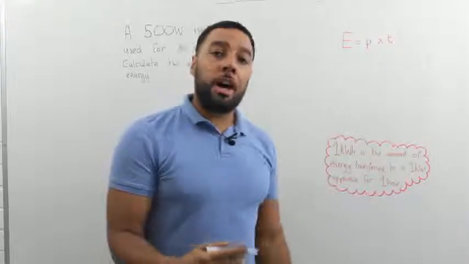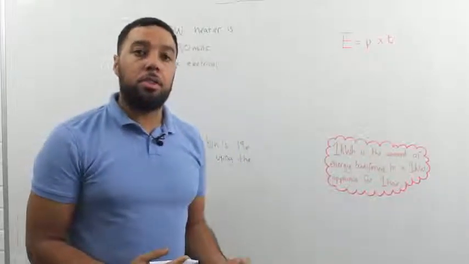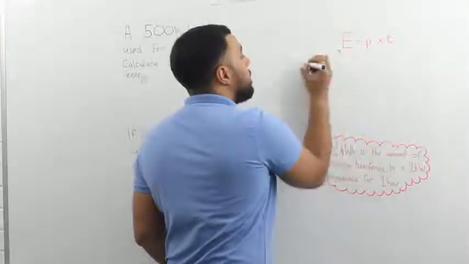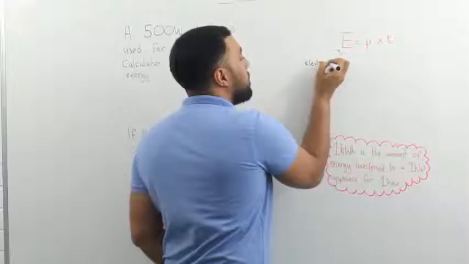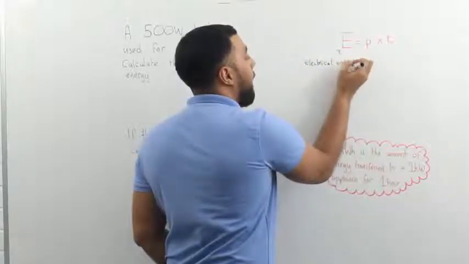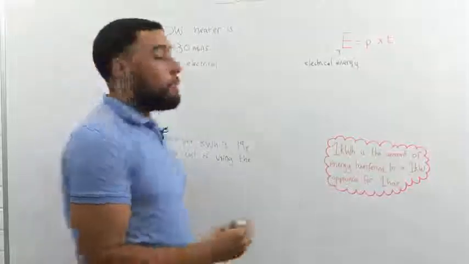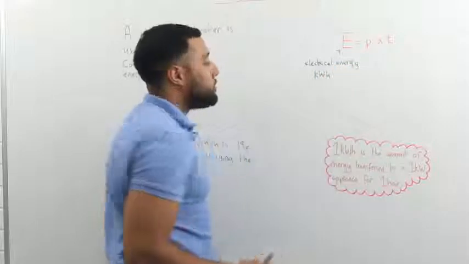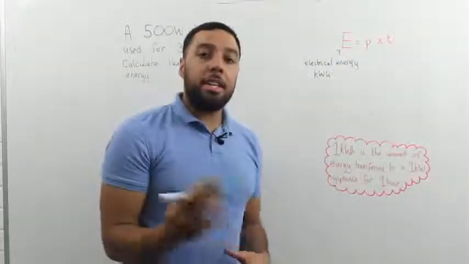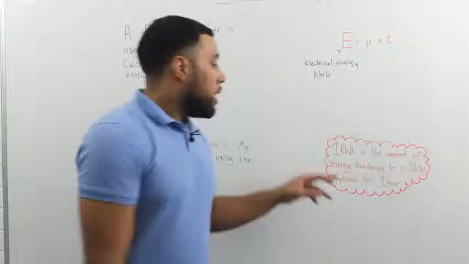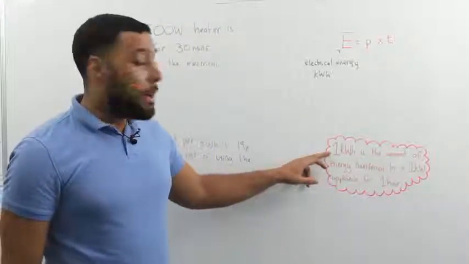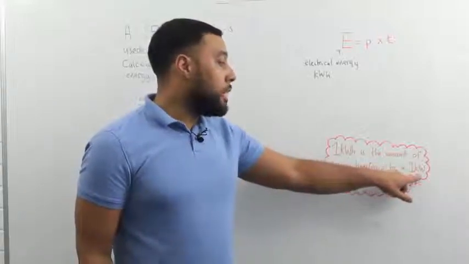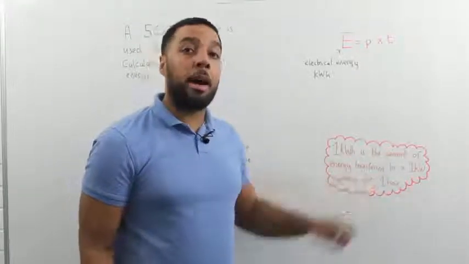I mean, we can't measure how many joules an appliance uses because it would be way too much. So we use a unit for electrical energy, and we use a unit for this called the kilowatt hour. Now, just to give you a brief definition, a kilowatt hour is the amount of energy that's transferred to a 1 kilowatt appliance for 1 hour.